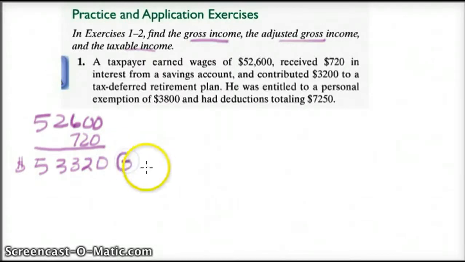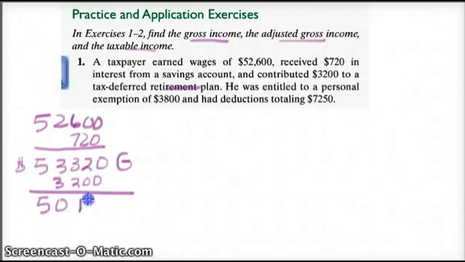gross. Now, to find his AGI, he contributed to a retirement plan, right? So let's take the 3,200 off of that. 3,200 off. It helps when you have your calculator in front of you. I mentioned to you earlier that that was going to be a big part of the class. Now, he was entitled to a personal exemption. Okay, so this is his AGI.